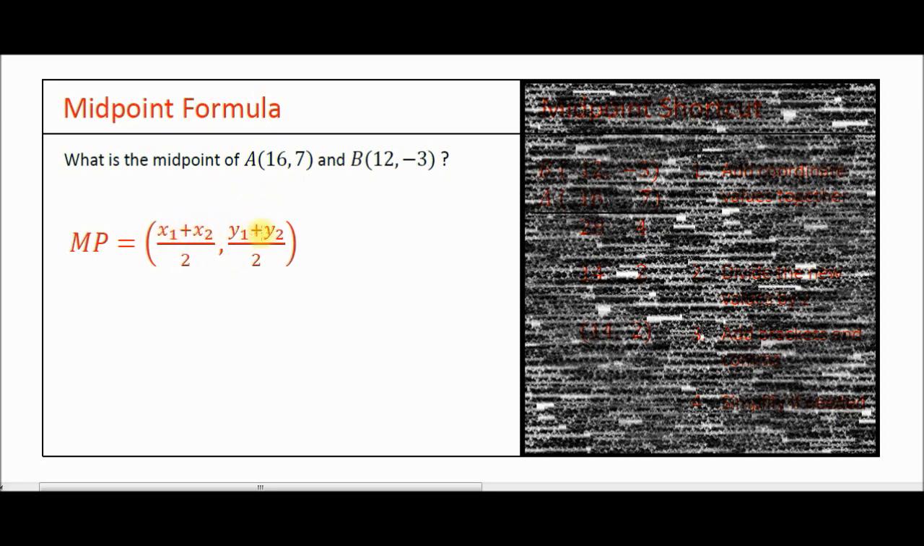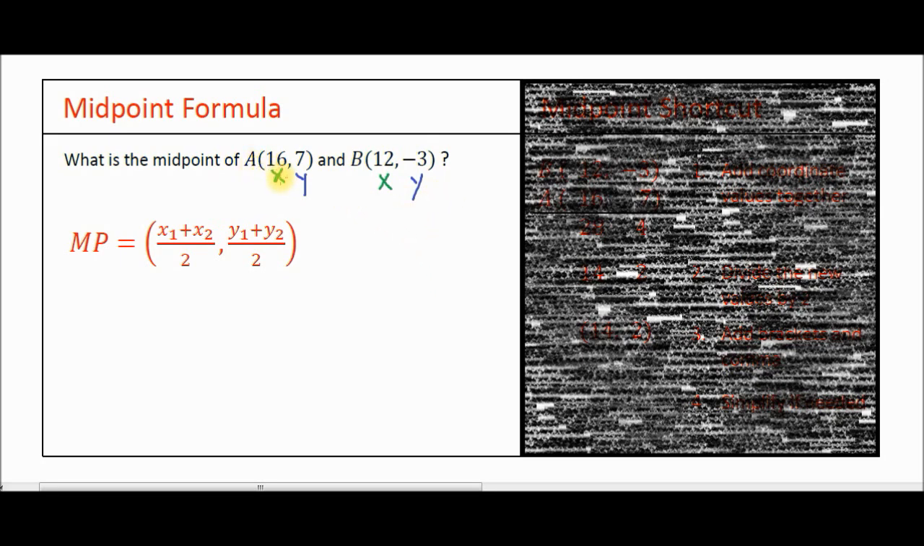They come from our original points, which are up here in our question, so let's label those. For point A, 16 is an x value, and for point B, 12 is an x value. Then for point A, 7 is a y value, and for point B, -3 is the y value.